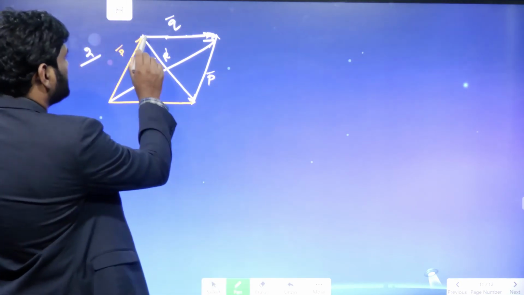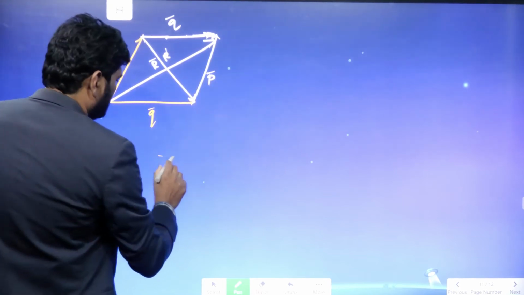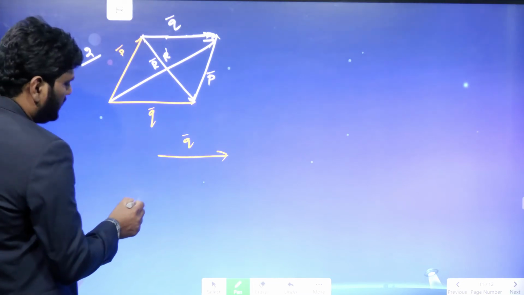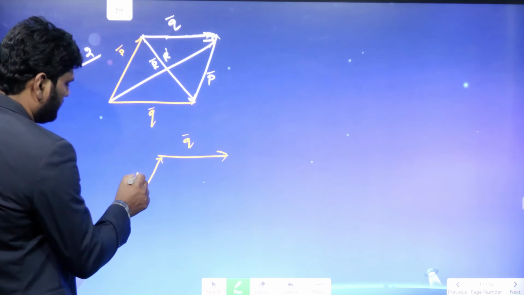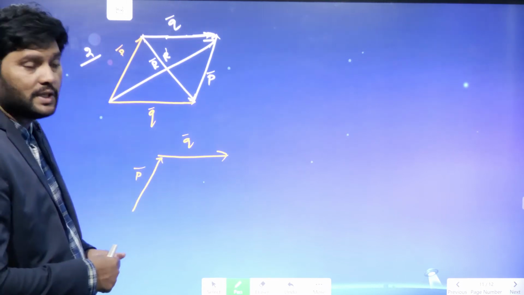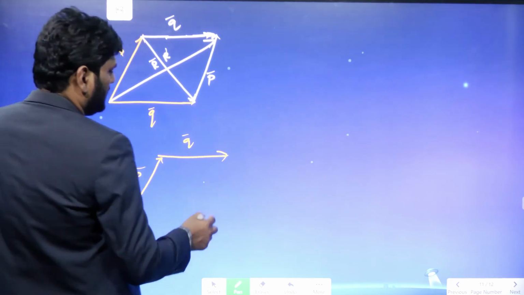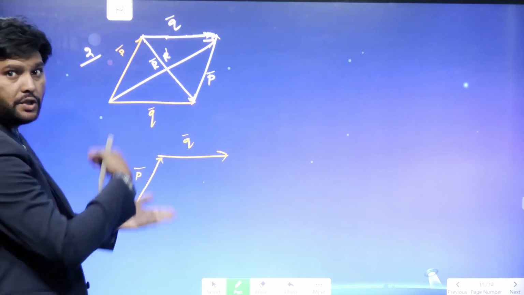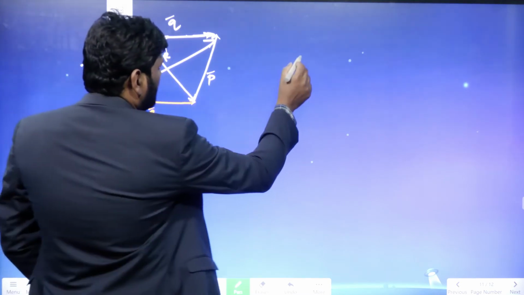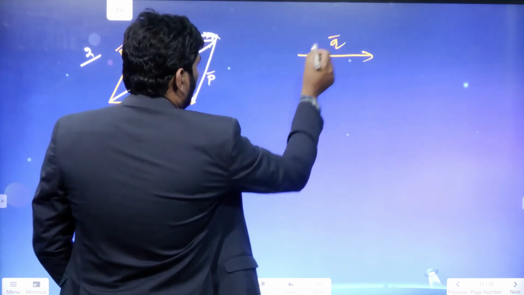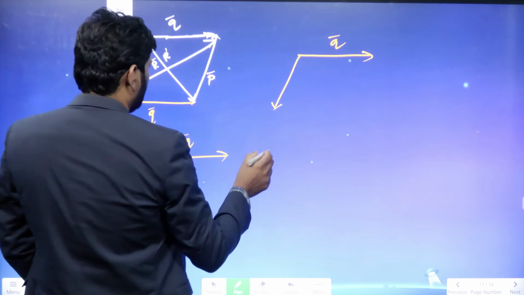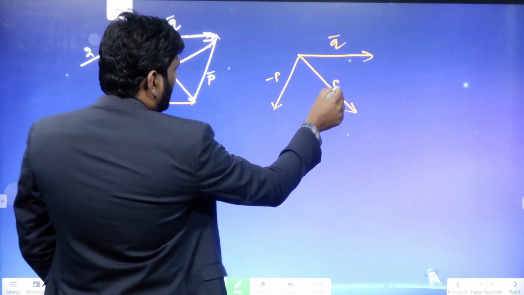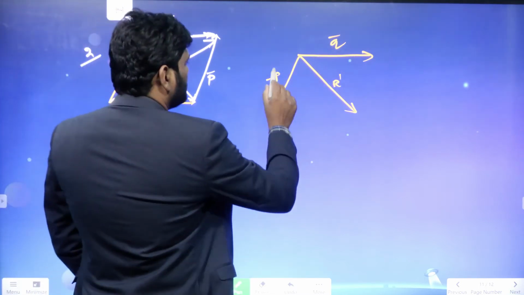Now this Q bar you can take as it is. But here this is your P bar, and I am taking the negative of that. Negative P means what? Positive P is acting in this direction, negative P acts in the reverse direction. So this is your Q bar and this is your minus P. Then the resultant of these two will give the R dash.